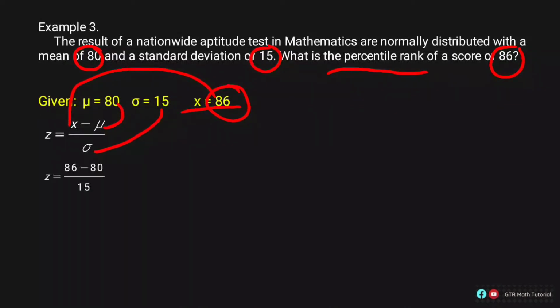Okay, so we have z equals 86 minus 80 divided by 15. So subtract muna the numerator, 86 minus 80, that is 6 divided by 15. So therefore, z equals 0.4.